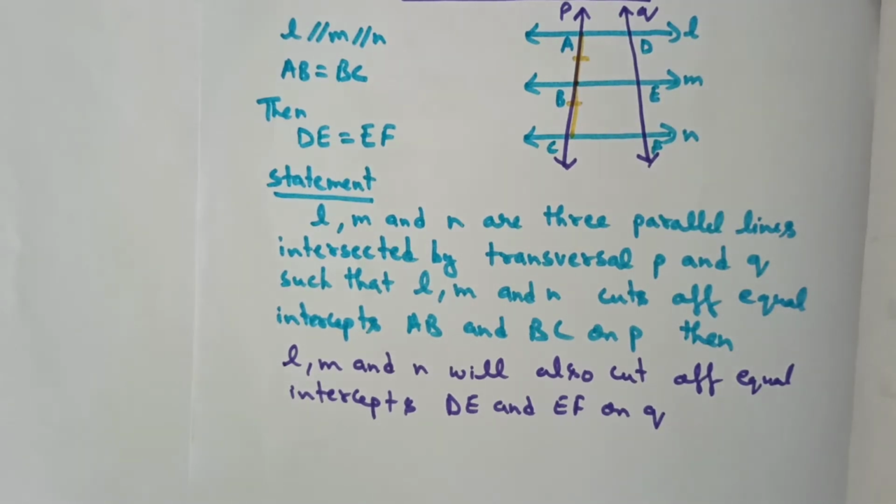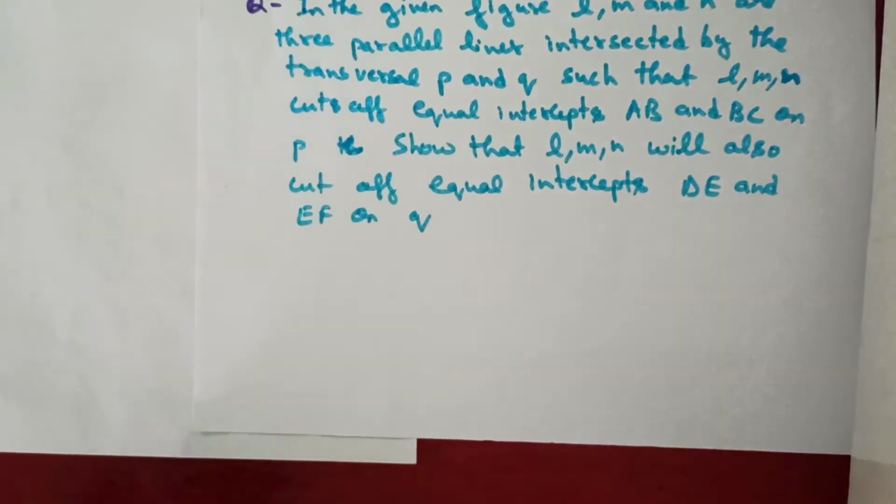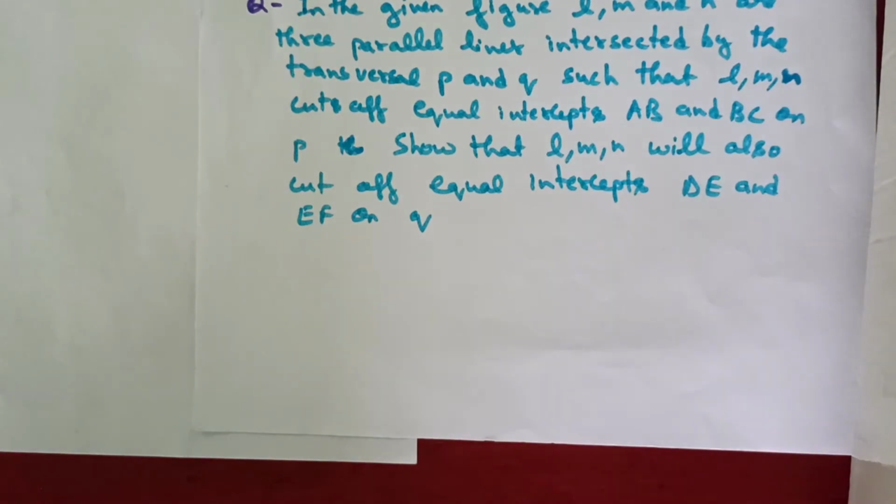Now let us discuss the proof of this intercept theorem in the form of a question. Let me write the question first. It is given that in the given figure L, M, N are three parallel lines intersected by the transversals P and Q, such that L, M, N cut off equal intercepts AB and BC on P. Show that L, M, N will also cut off equal intercepts DE and EF on Q. The figure is given in the question.